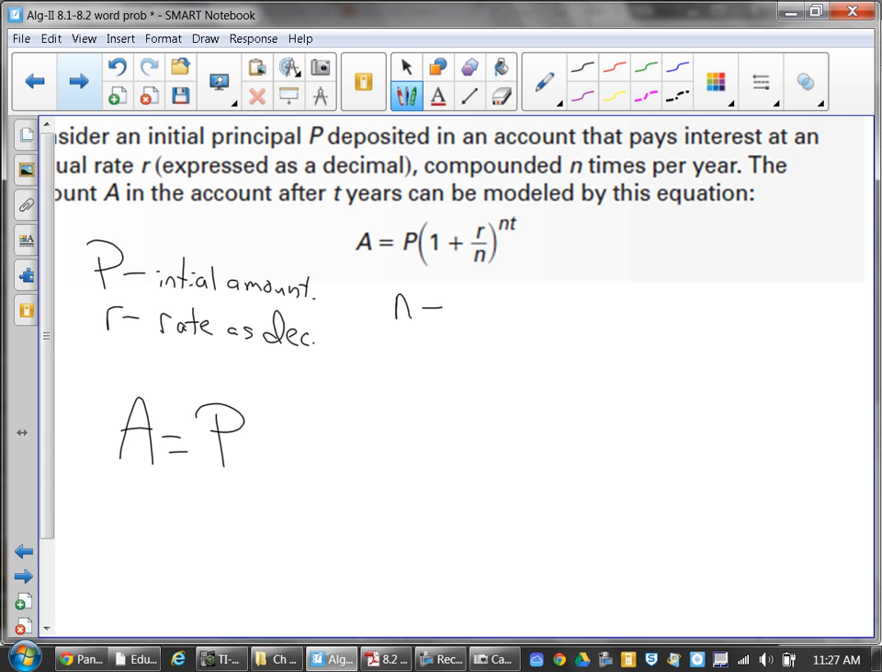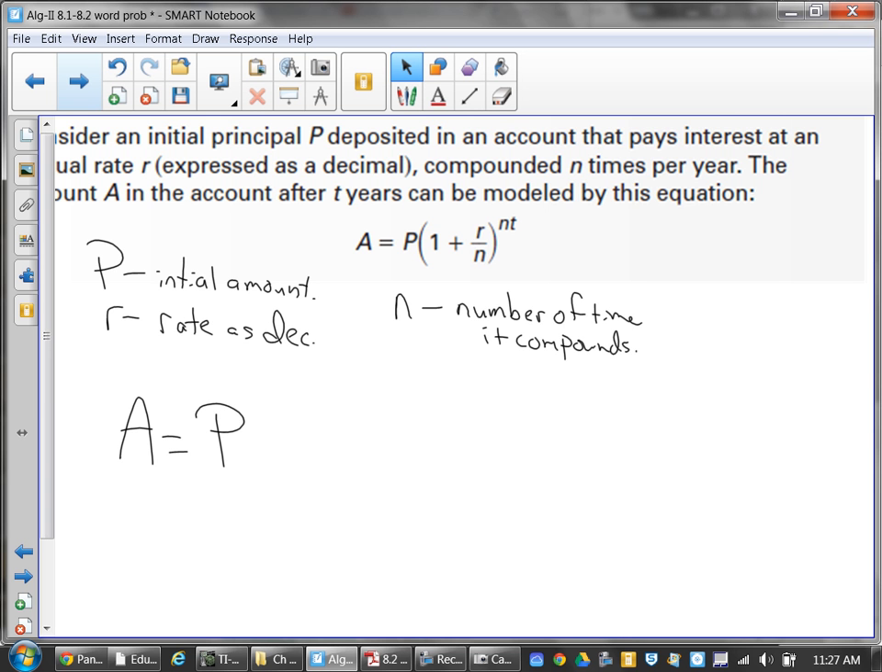This value of n is the number of times it compounds. If you have something that's compounding monthly, that means your interest is calculated 12 times a year. If it's compounded semi-annually, it's twice. If it's compounded quarterly, it would be 4 times. If it was compounded daily, it would be 365. So instead of finding the rate per year, we're finding however often you check it. It depends on each account. Certain banks will do certain things.